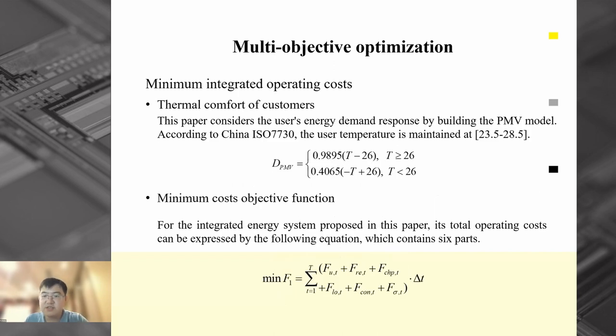And we also consider the user's energy demand response by building the PMV model. The PMV is the predicted mean vote. According to China ISO 7730, the user temperature is maintained at 23.5 to 28.5. And the minimum cost objective function proposed in this paper can be expressed by the following equations, which contain six parts: the costs of purchasing electricity and gas energy, the penalty cost of wind or photovoltaic abandoned, operating costs of the CHP unit, the cost of energy charging and discharging loss, the equipment operation and maintenance costs, and the penalty function equation considering the user's thermal comfort.